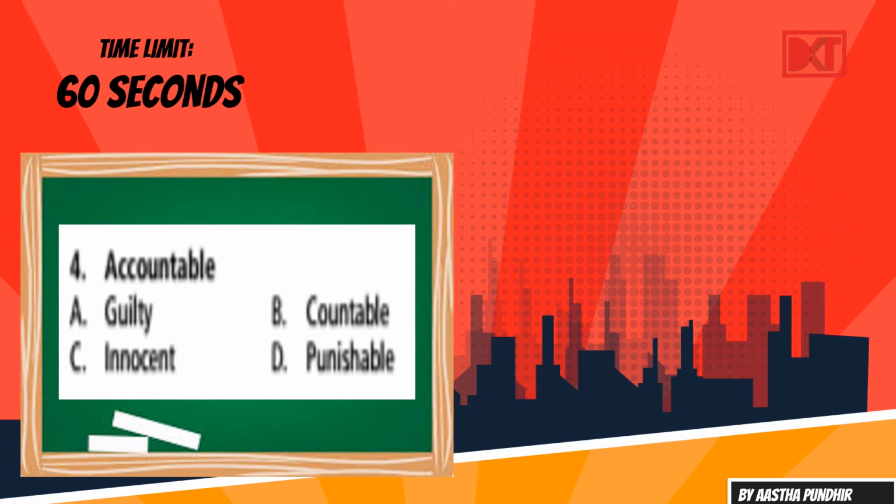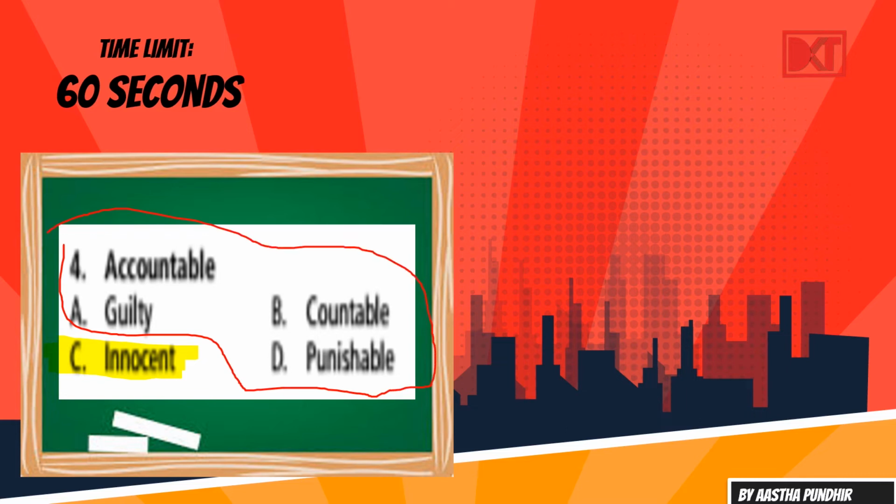All right, here the word is accountable. Here the options are A. guilty, B. countable, C. innocent, or D. punishable. Now here the antonym is innocent. Now why innocent? Let me explain. Guilty, accountable, countable, punishable, actually referring to someone who is responsible for something.